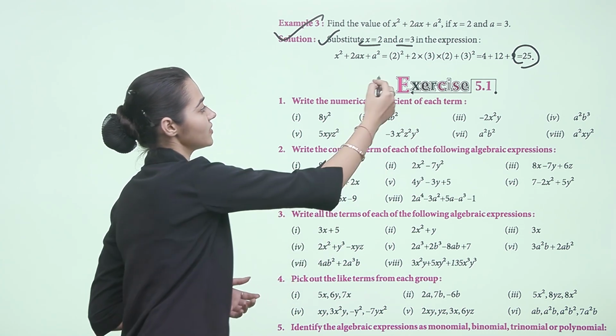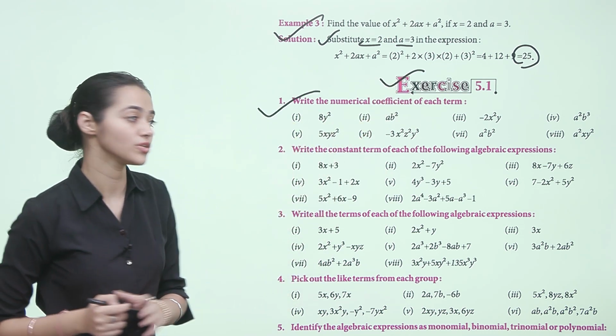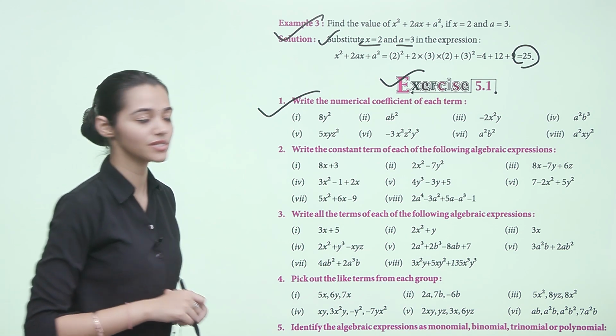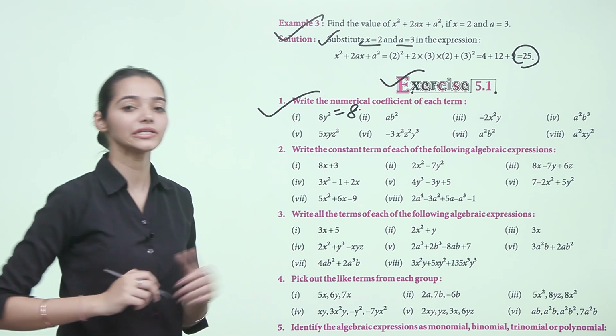Now let's start with exercise 5.1. In the first one, here we have to write the numerical coefficient of each term. In the first one, the numerical coefficient is very good, that is 8. That's how you have to complete the remaining ones.